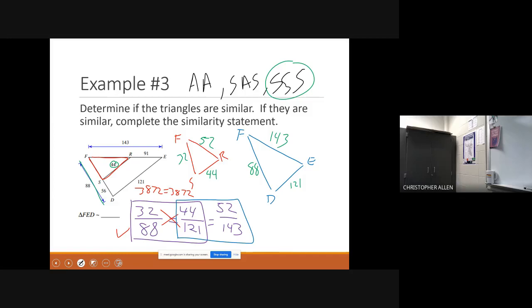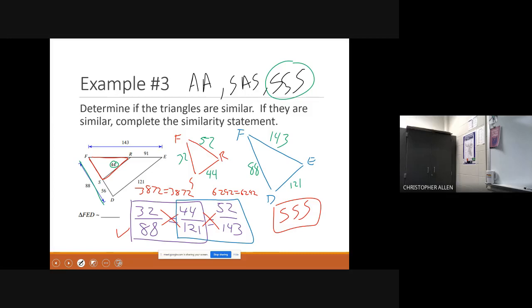Same thing. And I'm going to cross multiply those two as well. Again, very quick thing to do with the calculator, right? So I'm just going to do 44 times 143. And I'm going to do 52 times 121. And here I get 6292 is equal to, and it turns out to be 6292 again. Now, so far, I've only done two comparisons, but that's actually sufficient. If these two guys are proportional and these two guys are proportional, then the first and the third are proportional. So these two triangles are similar by SSS similarity.